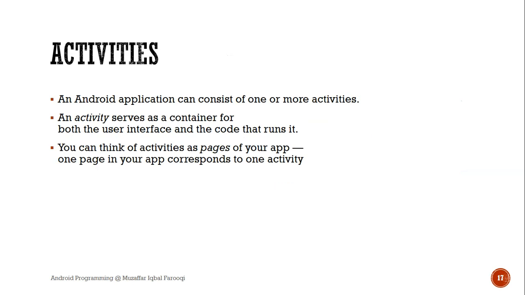Here are some basic terms being used in Android programming. An Android application can consist of one or more activities. An activity serves as a container for both the user interface and the code that runs it. You can think of activities as pages of your app. One page in your app corresponds to one activity. Every Android app must have at least one activity. You can add as many activities in an Android app as you need.